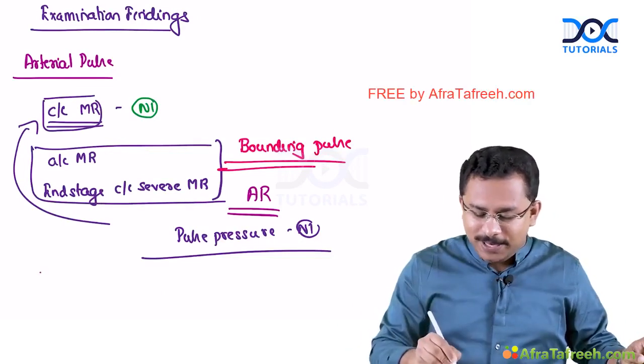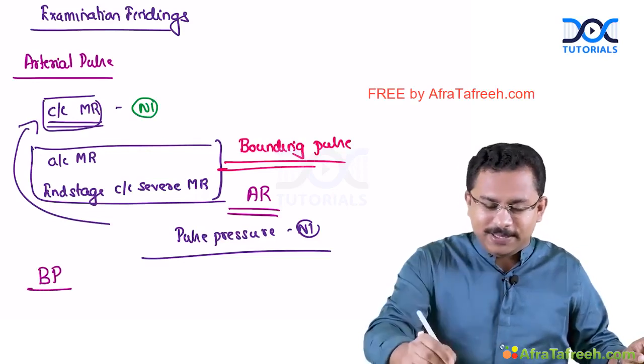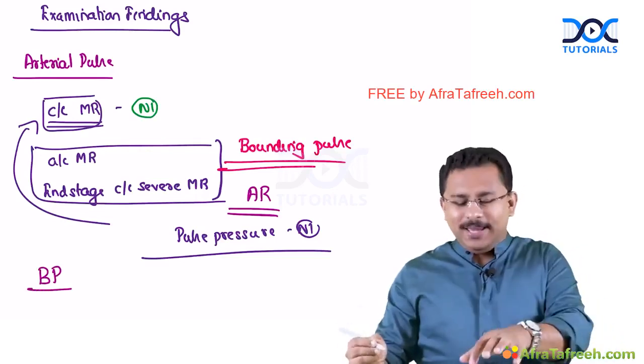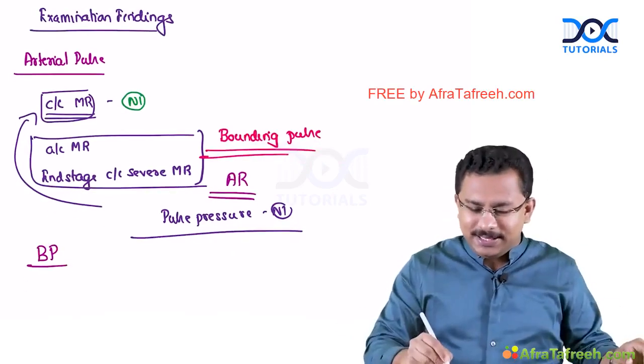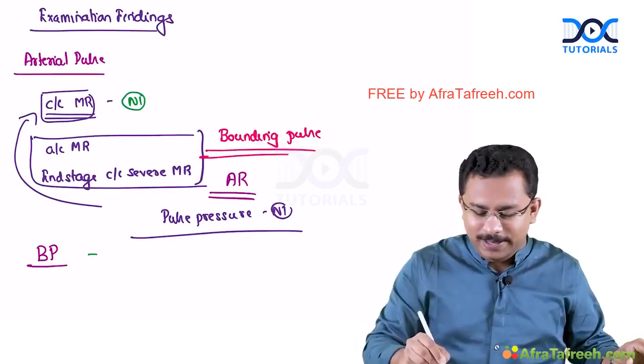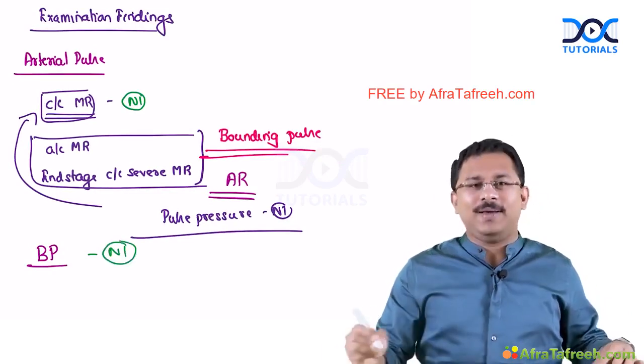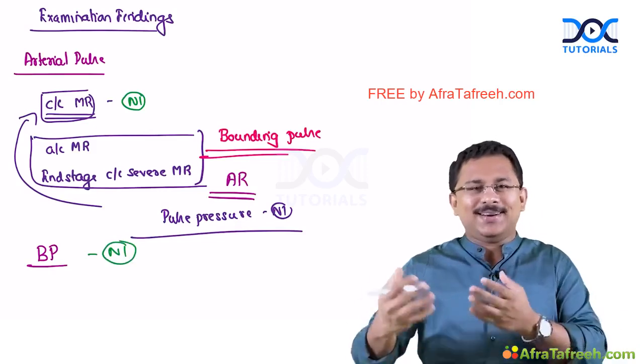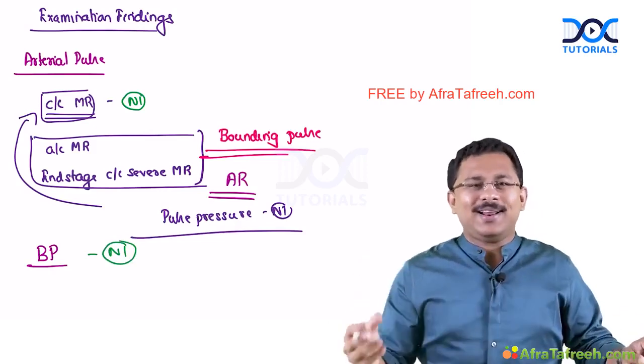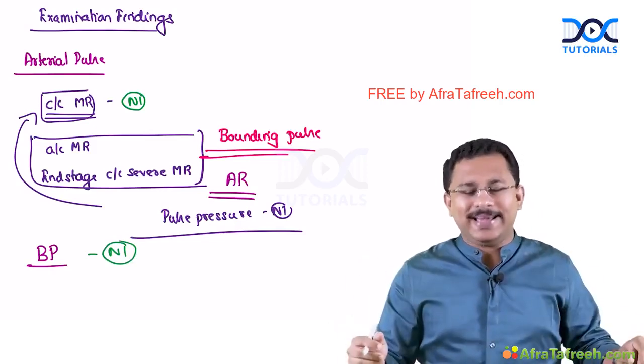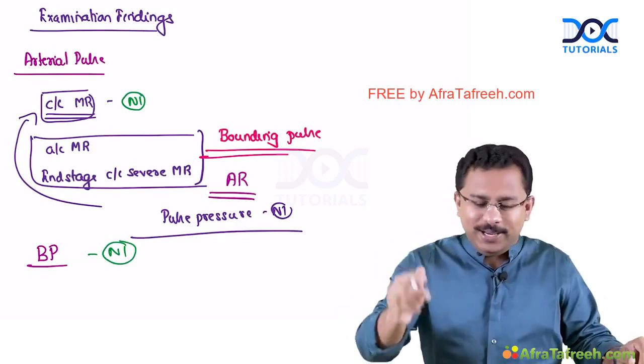Now coming to the blood pressure. BP, remember, in mitral regurgitation is usually normal, unless you have other coexistent valvular heart disease or maybe some other cardiac illness. So BP is usually normal.